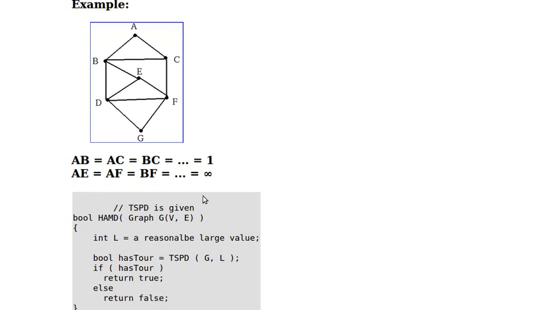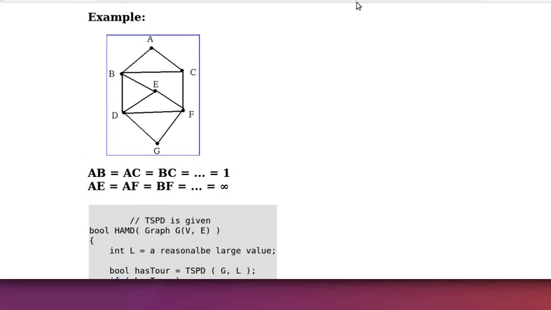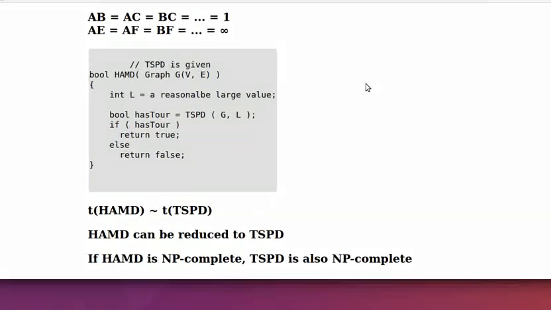Now, consider the traveling salesman problem decision, TSPD, with inputs graph G and length L. If no cycle exists in the graph, TSPD invariably returns false for any finite value of L, as the path going back to the starting point will be infinity. Conversely, for a sufficiently large value of L, for example a value surpassing the number of edges in the graph, TSPD consistently returns true.